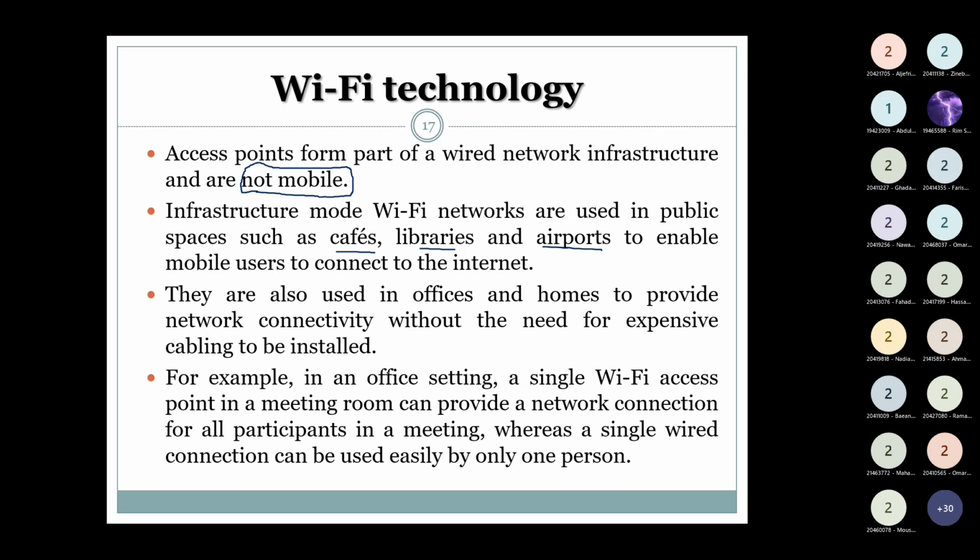So, for example, in an office setting, a single Wi-Fi access point in a meeting room can provide a network connection for all participants in a meeting, whereas a single wired connection can be used easily by only one person. So you can see the difference when you have just one wired connection. You can create from this one connection an access point to many others, to connect wirelessly. So is it clear? Do you have any question?